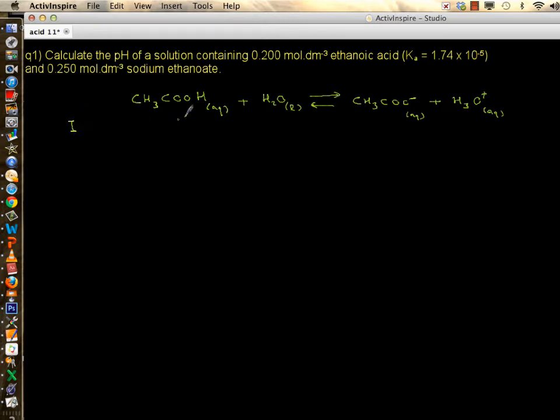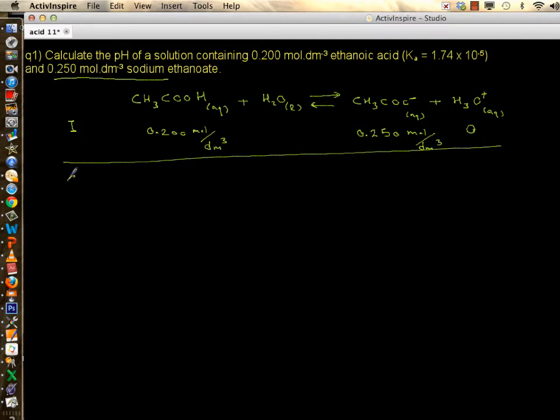Initially, you have 0.200 mole per decimeter cube of this acid. Usually, if you remember your ICE, we had 0 of ethanoate and 0 of hydronium. But in the case of a buffer, you also have some salt, and the salt is what's going to give you the conjugate base. So this time you really have 0.250 mole per decimeter cube of this substance, although you still have no hydronium. So that's your initial.